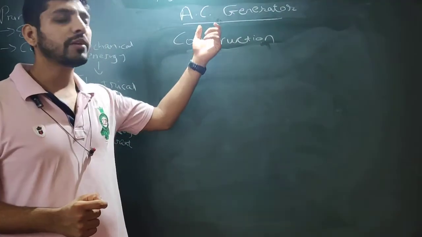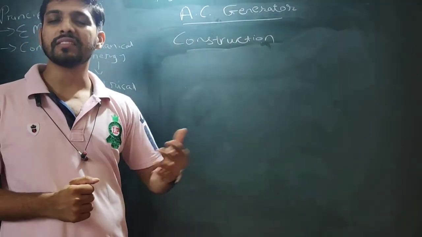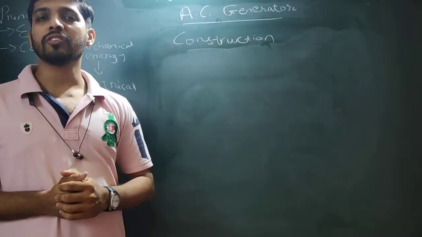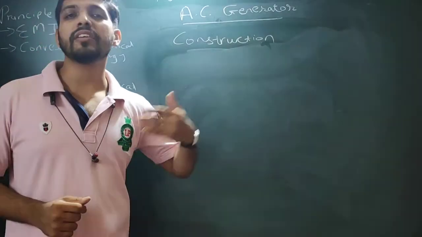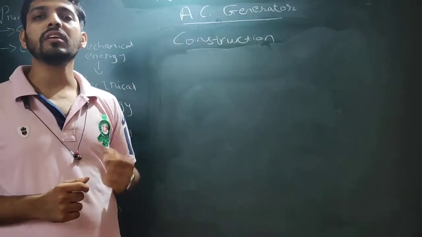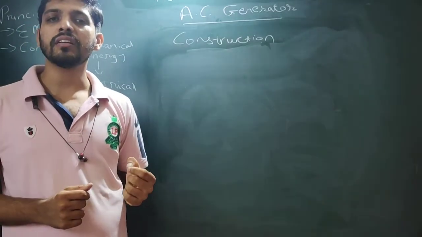We will be having a whole chapter based on alternating current. That is our next chapter. Okay. So, alternating current generator. What do you mean by generator? Generator is something that generates it. So an alternating current generator is a device which generates alternating current.